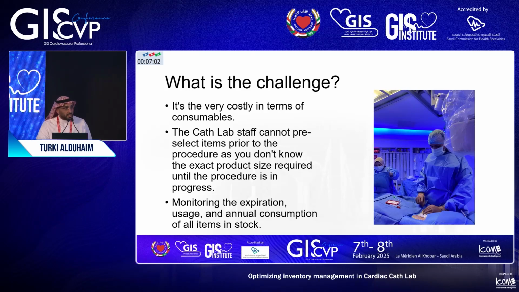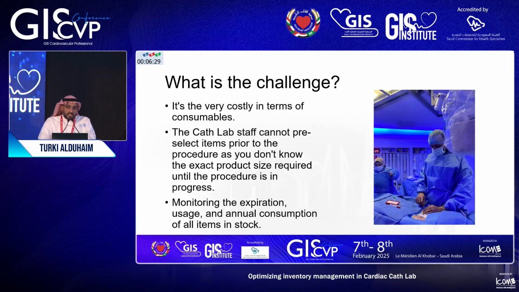So what are the challenges facing us as a cath lab team? Our consumable items are very expensive and costly. And the big issue for everyone in the cath lab is that you cannot predict what size or shape of catheter you need during the case. Unless the patient is inside the lab, you will find out that you need a big stent, small balloon, whatever. So you cannot predict that unless you do the procedure.